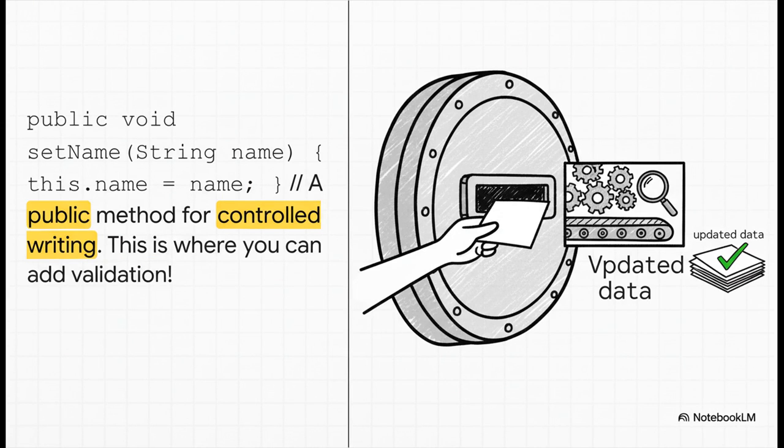And finally, here's our setter, setName. This is like the secure deposit slot. We can pass a new name to this method, and the class itself handles the job of updating the private name variable. Now, the really cool part is, this is where we could add our own rules. We could add code here to say, hey, don't allow a name to be blank, or make sure the first letter is capitalized. We are completely in control.